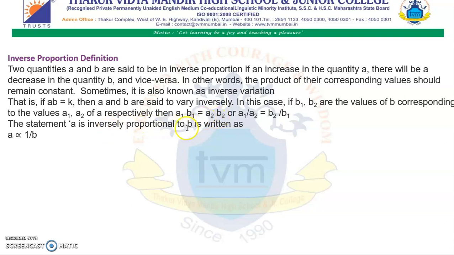The statement A is inversely proportional to B is written as A, this symbol stands for proportional, to 1 by B. 1 by B is what? Inversely proportional to A. This middle one is the proportionality sign.